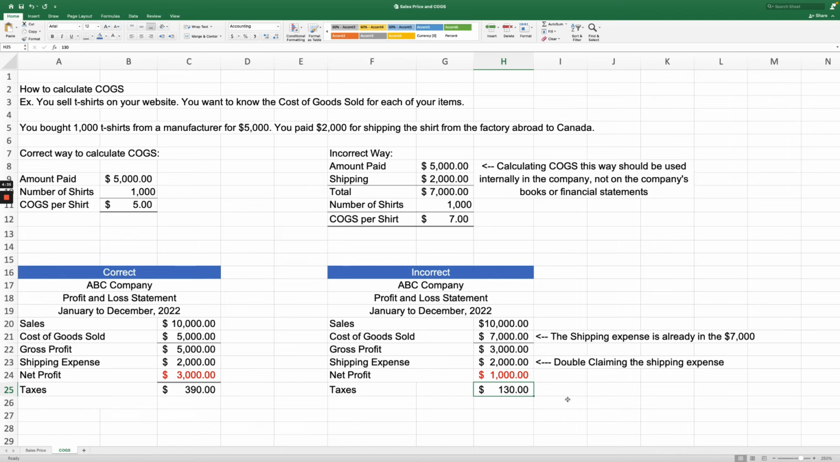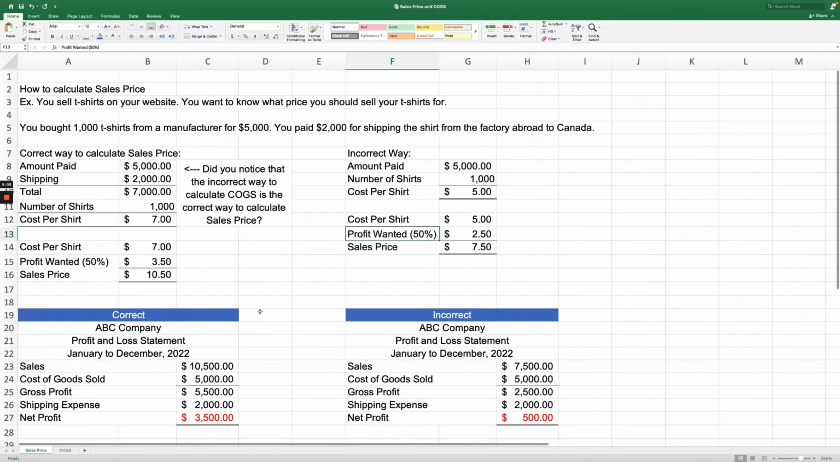Here you can see you're only paying $130. Here you can see you have to pay $390, and these figures are the correct figures, and this is the correct way to calculate your cost of goods sold. Remember what this looks like, because you will see it when we calculate our sales price, okay?